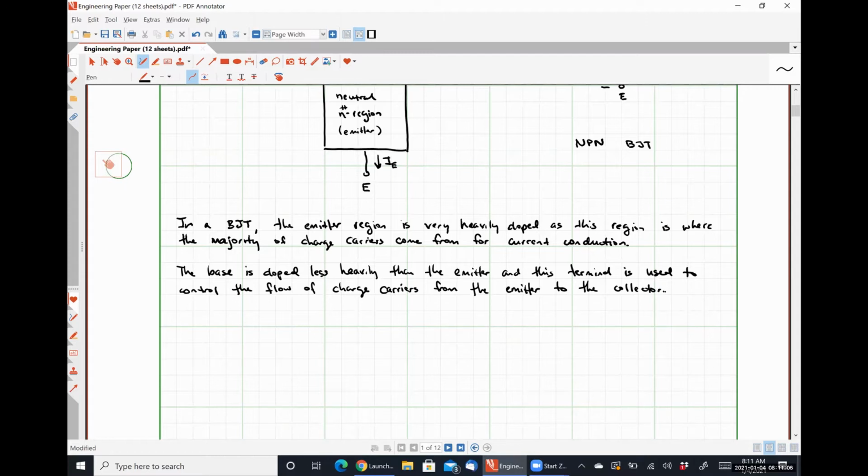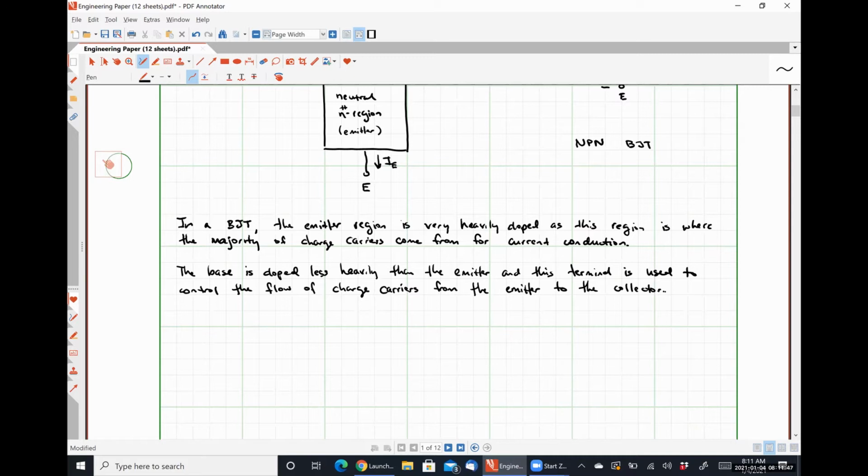So there's two different ways to interpret this. We can either treat this device as a whole as a current-controlled current source, meaning that the value of our base current winds up controlling the amount of current that flows, or the amount of charge carrier movement from emitter to collector. Or we can think of it as a voltage-controlled current source, because in order to get that base current to flow, we have to apply some potential difference between the base and the emitter.